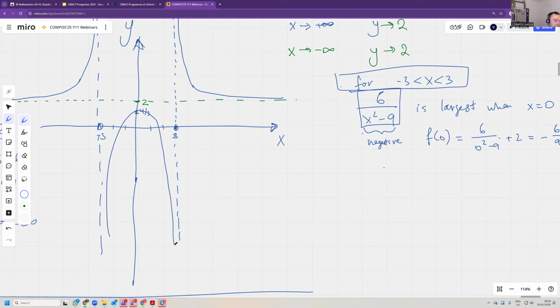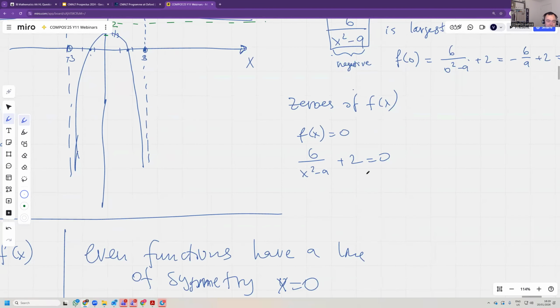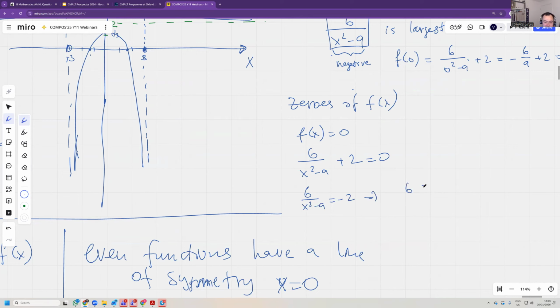Okay. And one more useful thing to talk about is the zeros. So what are these points? The zeros of f of x. So this is where f of x is equal to 0. So that's 6 divided by x squared minus 9 plus 2 is equal to 0. So you would have 6 divided by x squared minus 9 equals -2. That means 6 is equal to -2x squared plus 18.